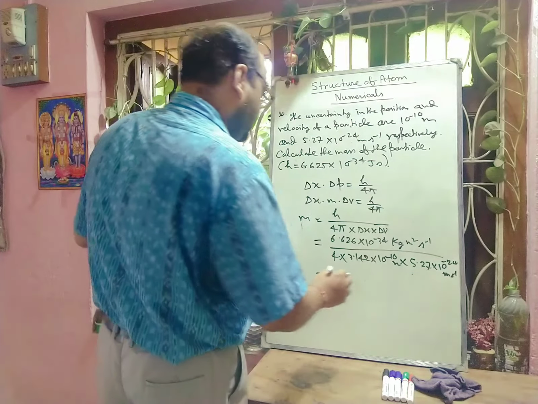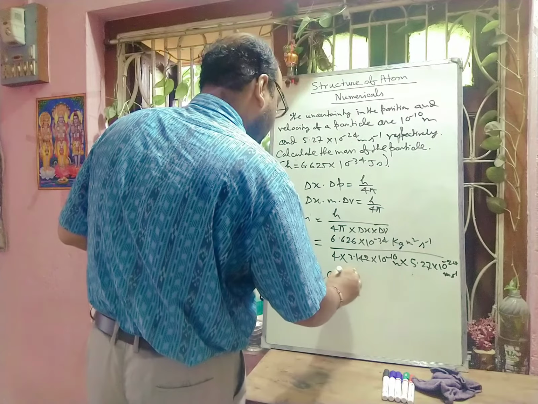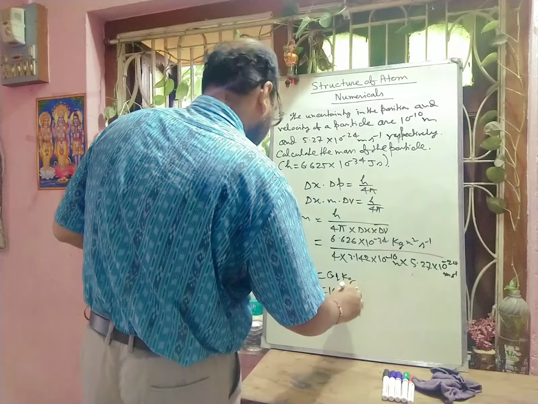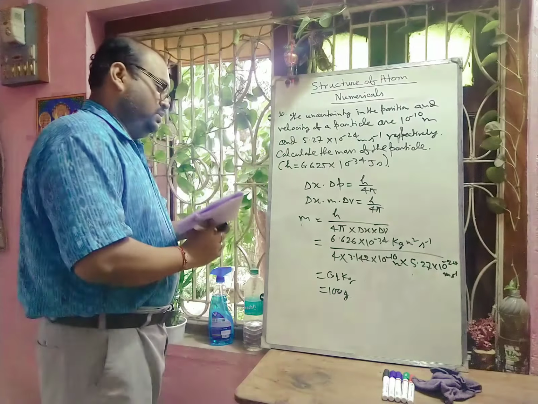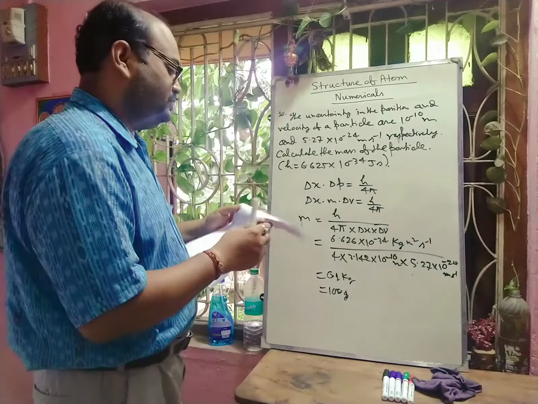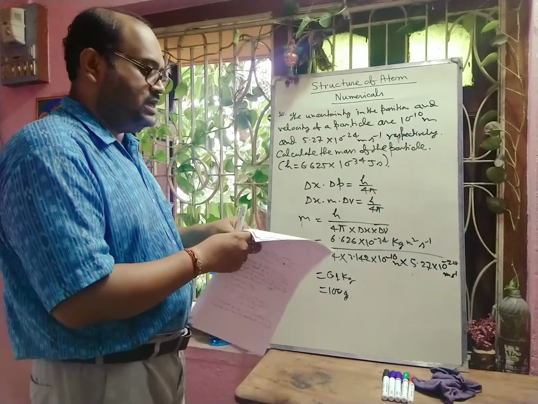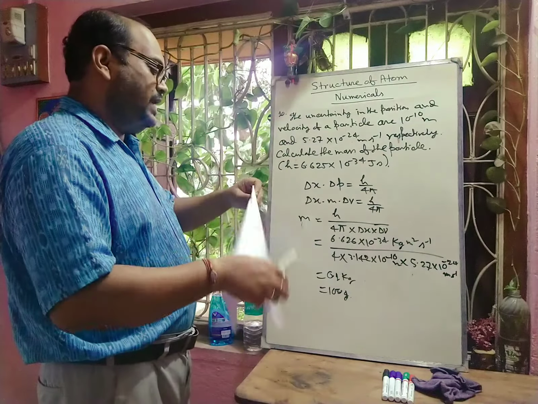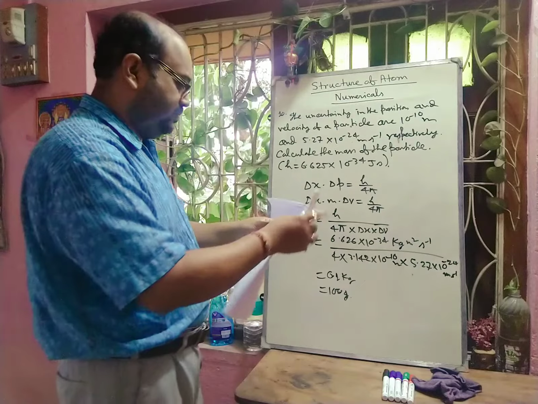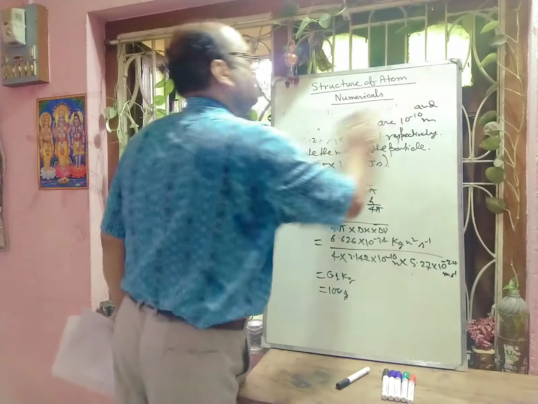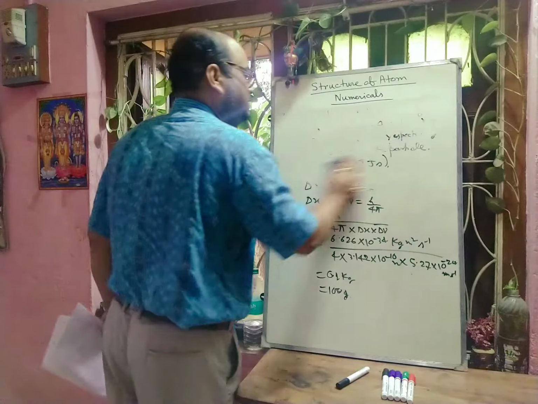So if you calculate these numbers, the answer will be 0.1 kg. That will be 100 gram. So the mass of the particle is 100 gram. That will be your answer. So this numerical is based on the Heisenberg uncertainty principle. Next we will discuss another problem based on this uncertainty principle.